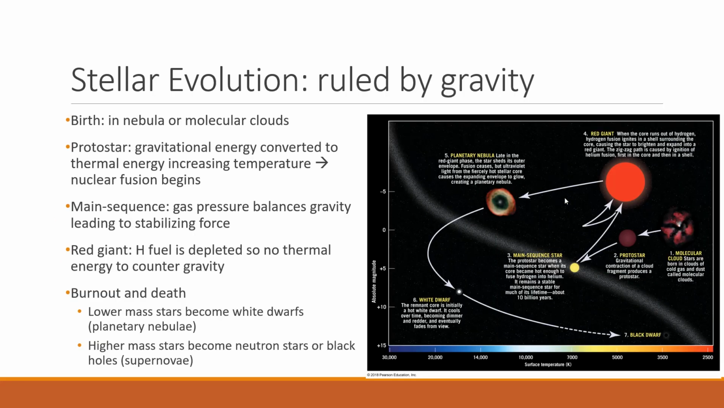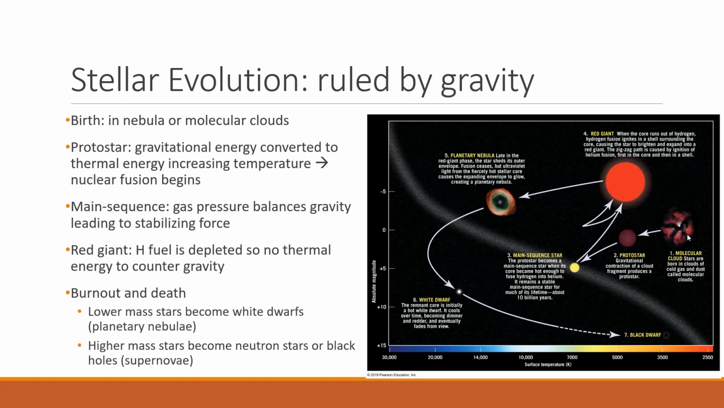So how do we know what part of its life a star is at? Stars are born in a nebula or molecular cloud. So we start off with this cloud of dust and gases. We have gravity, and it will condense down into a protostar, where gravitational energy is converted to thermal energy. It increases the temperature, and that's when we start to have nuclear fusion, and we turn into a true star.